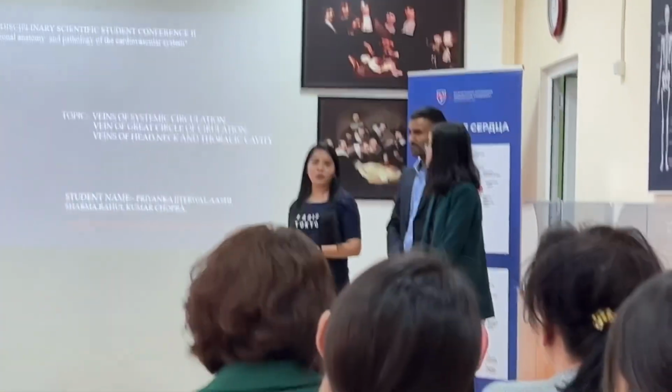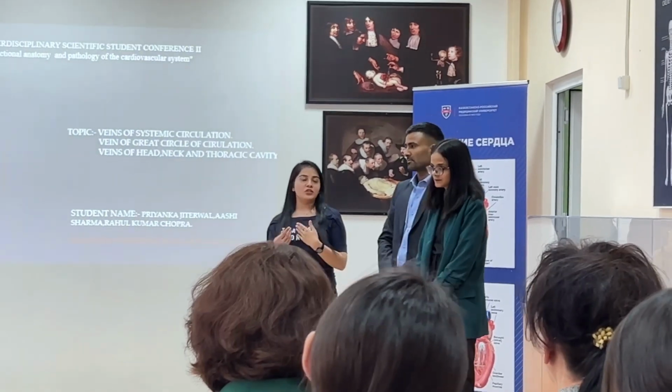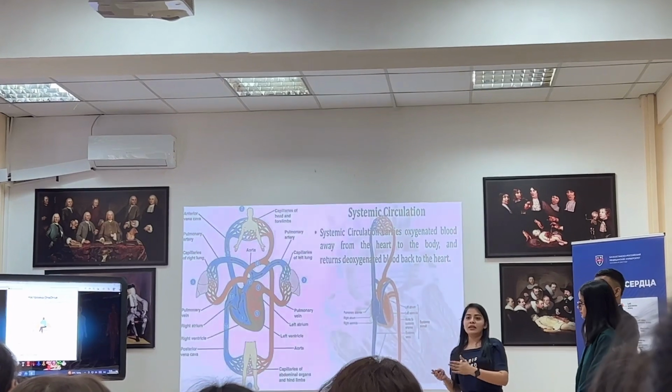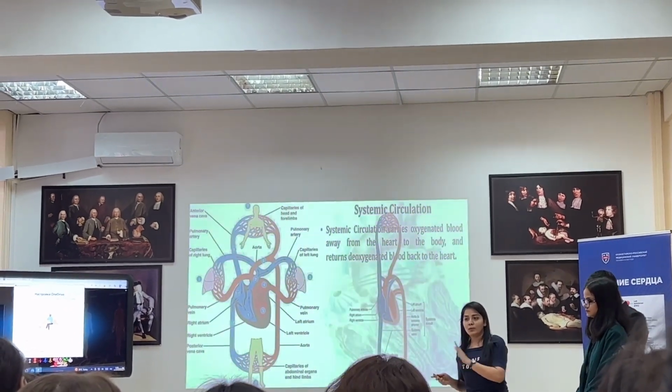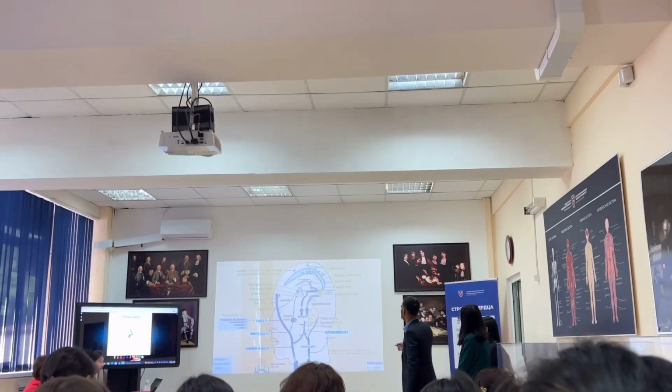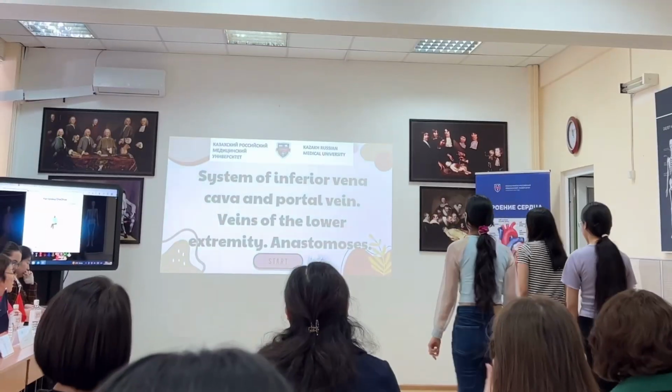Functional anatomy and pathology of cardiovascular system. Myself, Priyanka Chitterwal. Let me start. What is systemic circulation? Systemic circulation means it supplies oxygenated blood to all body tissue. In meningeal area and the bone of the skulls. So after the superior sagittal and the inferior sagittal.